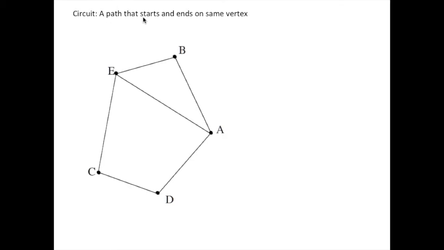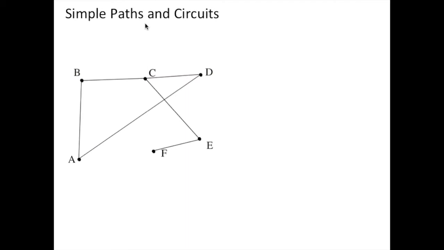Circuit: a path that starts and ends on the same vertex. A to B to E to B to A, that's a circuit. Doesn't matter what you do in between as long as you begin and end at the same vertex, it's a circuit. D to C to E, D to C to E to B to E, and then back to A, and then back to D, that's a circuit because we started at D and we ended on D, so it's a circuit.